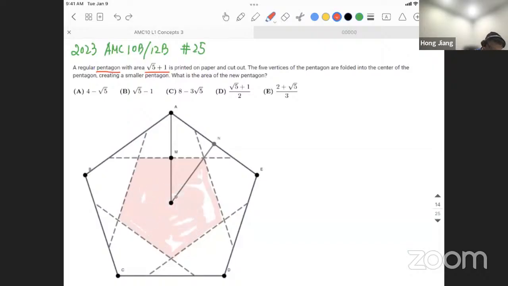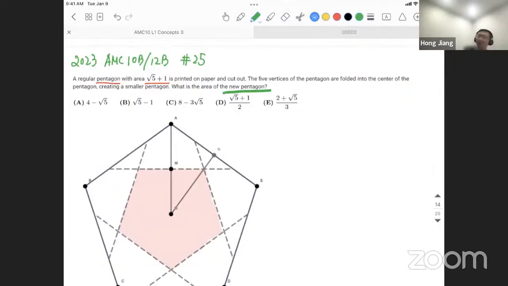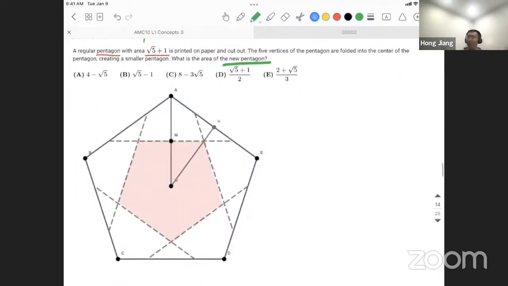This is your small pentagon after you fold it. Fold means, for example, let's say you have this vertex A, it goes all the way to this point O. Same thing for B, C, E, and so on. This is not rocket science. So with all this information, the question is asking what is the area of the small pentagon. Again, just use whatever we just introduced. Regular pentagons are similar to each other, right? So therefore, the small pentagon over the big pentagon will be the similarity ratio's perfect square.